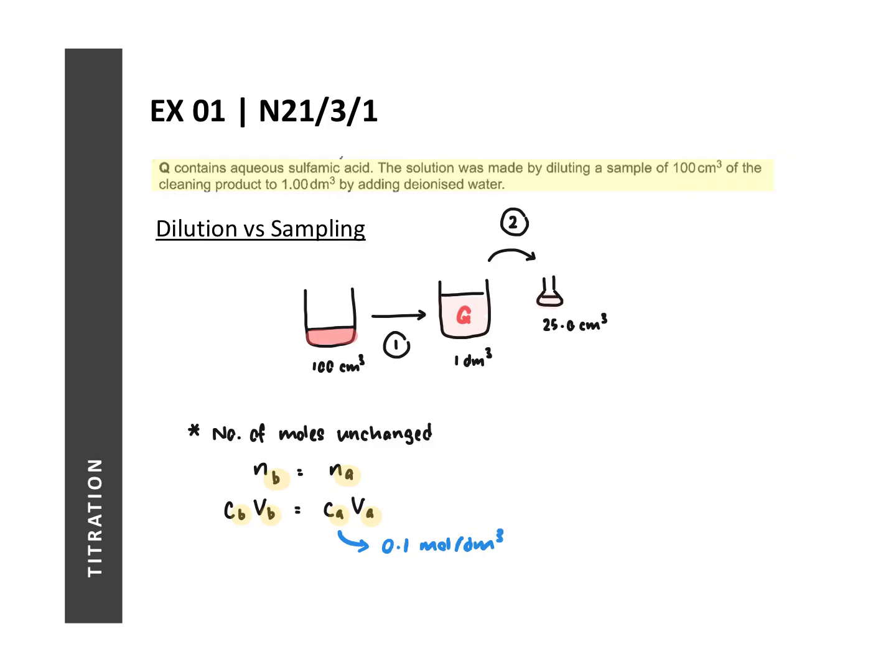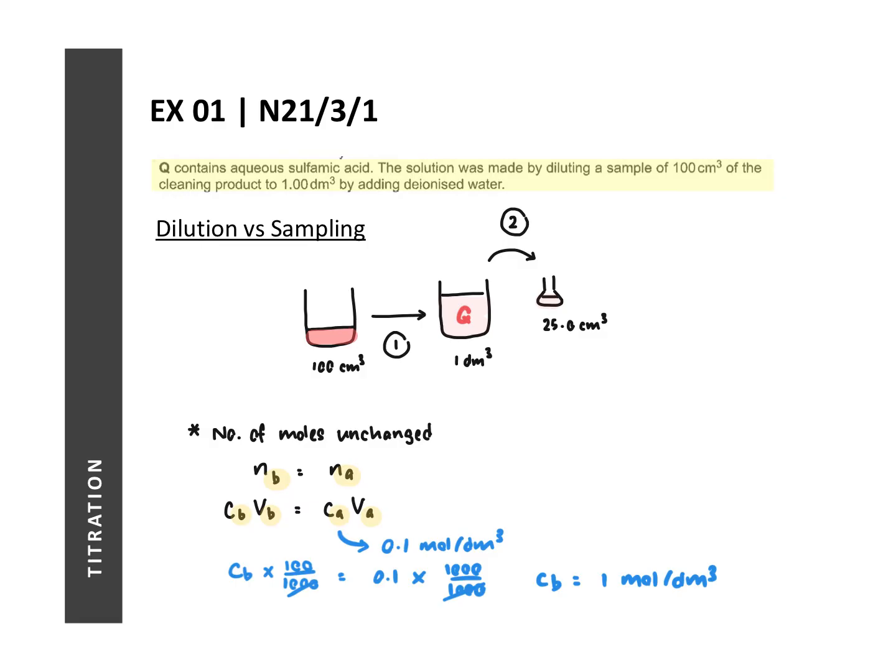The concentration before dilution times the volume, so we had used 100 centimeter cube of the cleaning product, is equal to the concentration times the volume after the dilution, which is 1000 centimeter cube. In this case, there's actually no need for you to convert to dm cube. You can leave both as centimeter cube, and from there you can see that the concentration before dilution is actually 10 times, or 1 mole per dm cube.